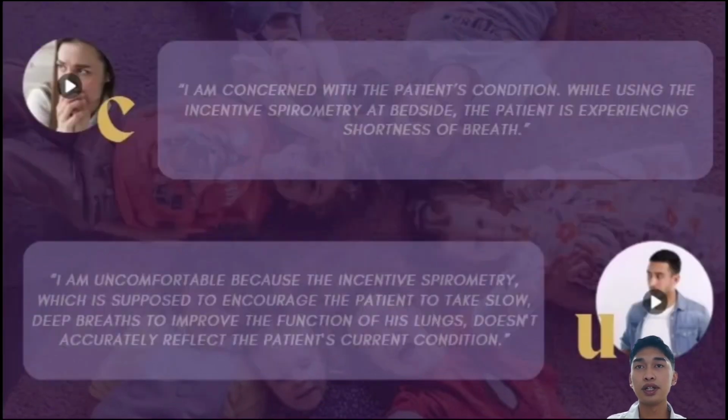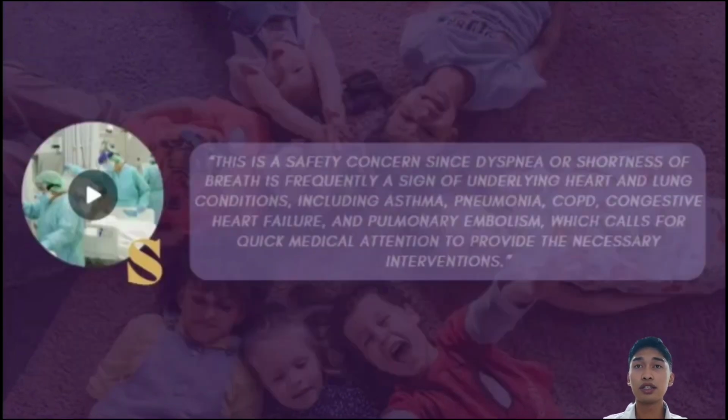Answer narratively. So for the CUS, first I am concerned with the patient's condition while using the incentive spirometry at bedside. The patient is experiencing shortness of breath. Then for the U, I am uncomfortable because the incentive spirometry, which is supposed to encourage the patient to take slow deep breaths to improve the function of his lungs, doesn't accurately reflect the patient's current condition. The next is for the S, this is a safety concern since dyspnea and shortness of breath is frequently a sign of underlying heart and lung conditions, including asthma, pneumonia, COPD, congestive heart failure, and pulmonary embolism, which calls for quick medical attention to provide the necessary interventions.